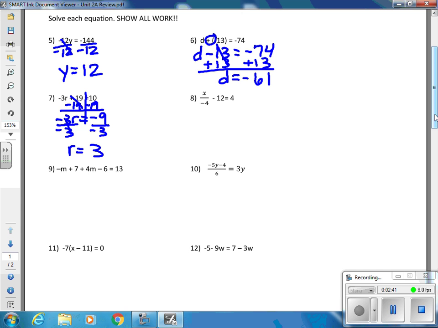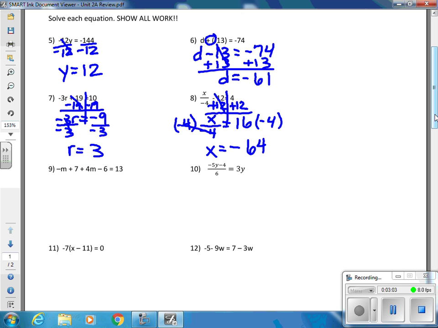Okay. For number 8, we want to get rid of the minus 12 first because that's the constant. So we're going to add 12 to both sides. Now that leaves you with x divided by negative 4 equals positive 16. To get rid of divide by negative 4, we have to multiply by negative 4 on both sides. That gives you x equals negative 64 for an answer.